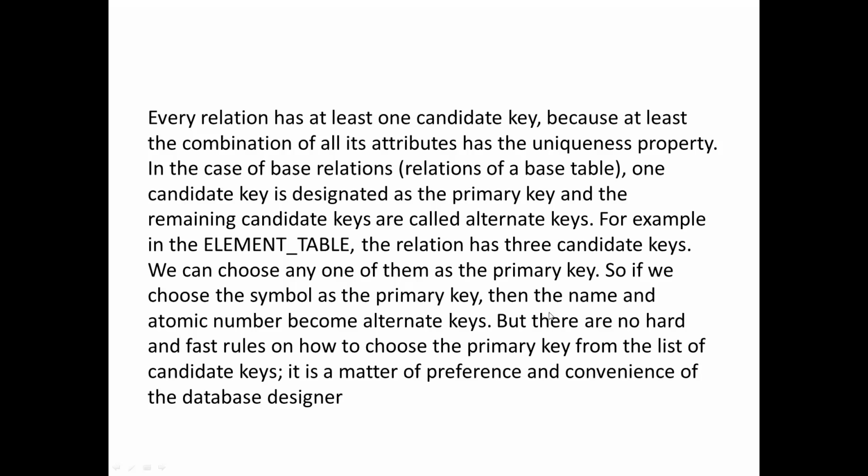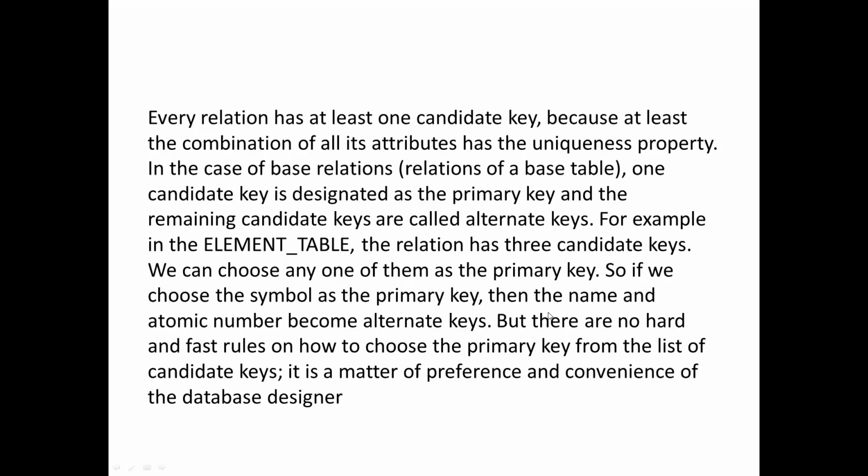For the element table, we can have three candidate keys. So any one of them can be selected as a primary key. But here in our example, they choose symbol as the primary key. Then those other two will become alternate keys. Or if you are the database designer, you can choose the atomic number as the primary key. That means atomic number will uniquely identify the particular row of the table from the others. Okay.